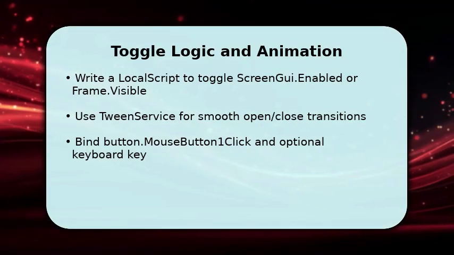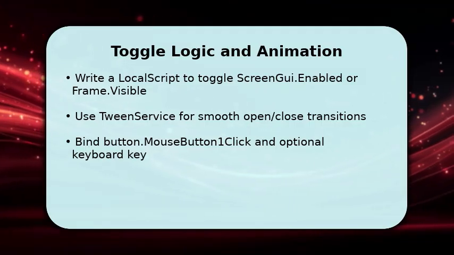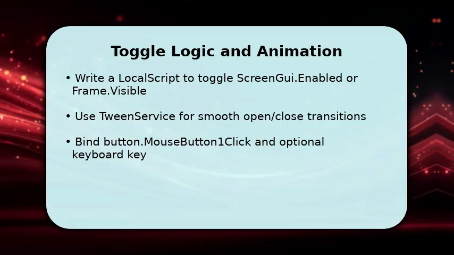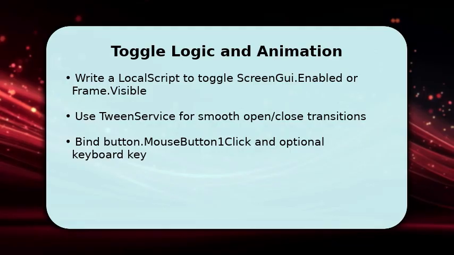Next, you implement the how, toggling and animating the menu. In the local script, get references to the button and the frame you want to show, then use Tween Service to animate position or transparency for a polished feel.